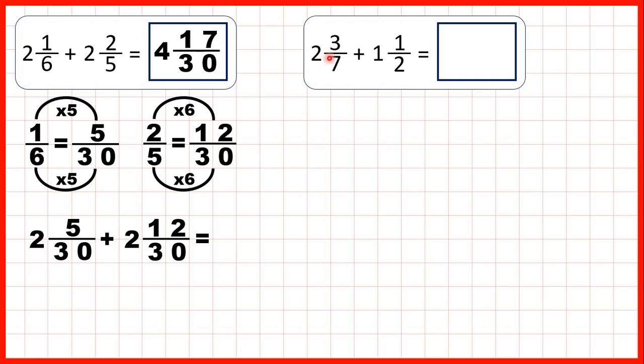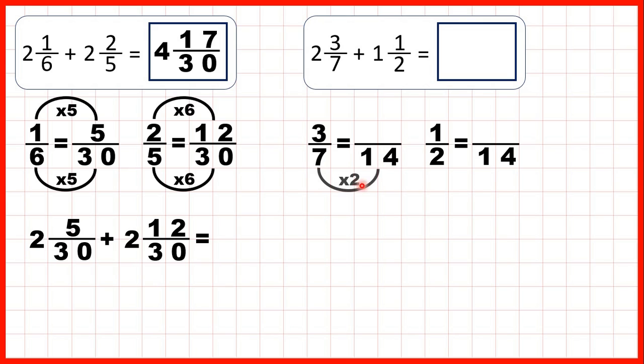Now we have 2 and 3/7 plus 1 and a half. To add fractions, the denominators need to be the same, and the lowest common multiple of 7 and 2 is 14. So we can find equivalent fractions for 3/7 and 1/2, which have a denominator of 14. 7 times 2 is 14, and 3 times 2 is 6. 2 times 7 is 14, and 1 times 7 is 7.